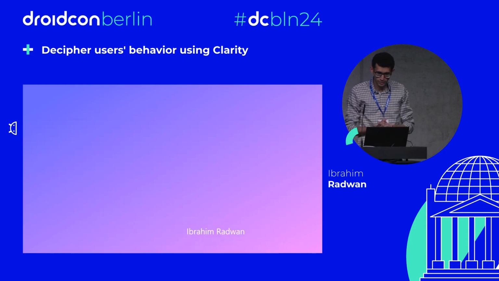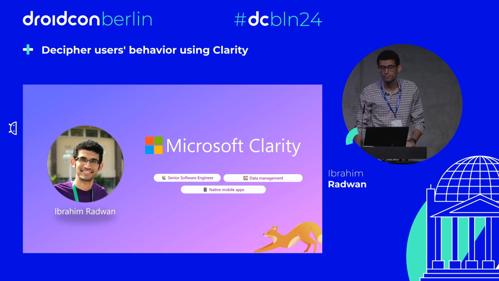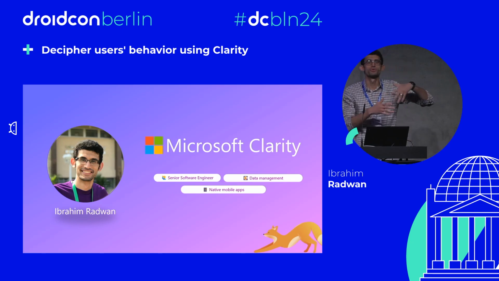But before I start, a little bit about myself. As I said, my name is Ibrahim Radwan. I'm a senior software engineer working at Microsoft. I have been with Microsoft for like 5 years now. And for the last 4 years, I have been working mainly on Clarity. My journey with Clarity started on the data management team, which was responsible for taking all the input data that comes to Clarity, which is a huge amount of data, and making sure that we store this data into the database system that we use in a reliable and efficient way, and also to make sure that we can serve this data to our customers in real time.